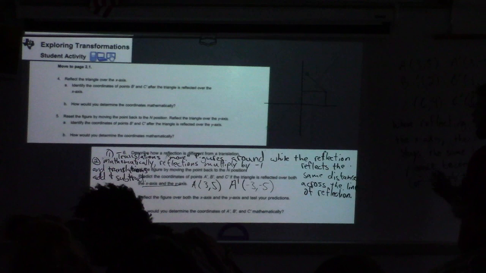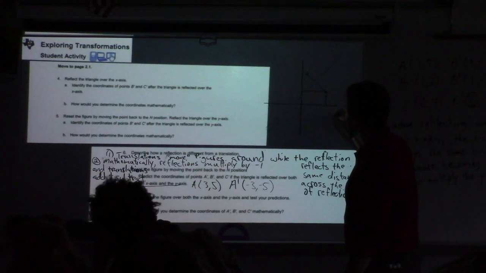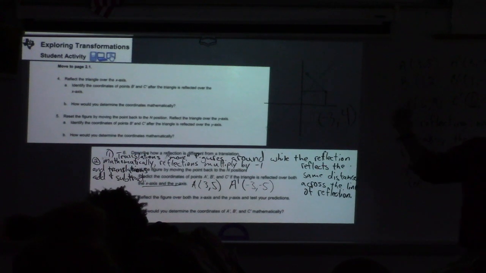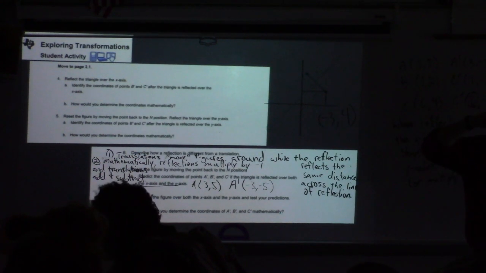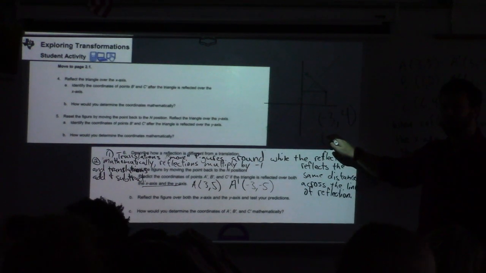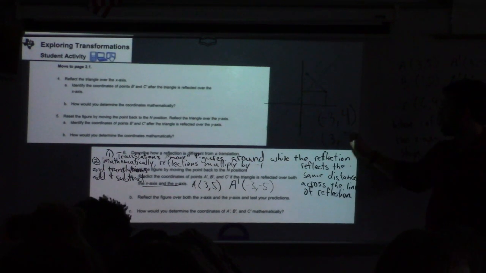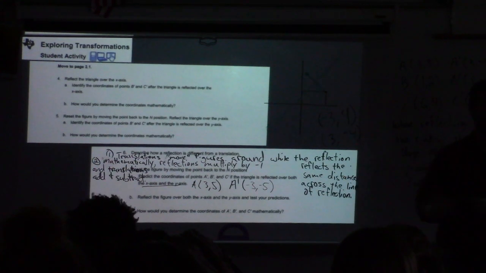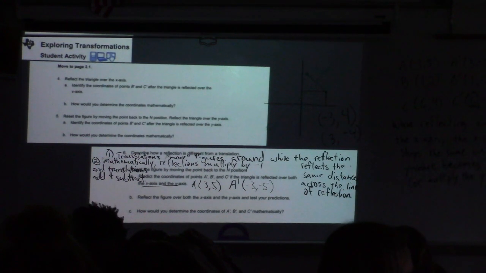There you go. For example, if I had the point -3, 4, and I were to reflect that over the x and the y axis, what would that point be? 3 and negative 4. Oh, wait. That one, right? Yeah. So if I were to reflect that over x and y, I would get 3, -4.